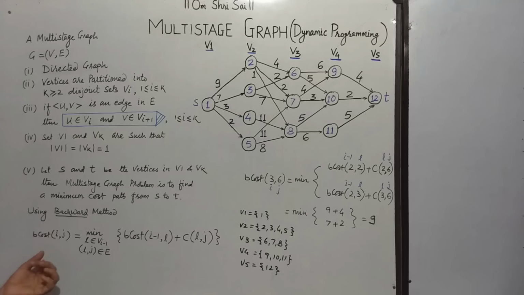The general formula is B cost of (i, j) will be, we have to find the minimum value, l belongs to V(i minus 1). यदि हमारे पास थर्ड स्टेज के लिए बात कर रहे हैं, if i is equal to 3, then the vertices from where we have to calculate the distance or comparison must be of the previous stage, that is V(i minus 1). यहाँ पर एक एग्जाम्पल के थ्रू हम इसको समझेंगे. उसके पहले फॉर्मूला है: B cost of (i minus 1, l) plus c of (l, j). अब इसका मतलब क्या है वो मैं आपको यहाँ पर एक्सप्लेन करने की कोशिश करता हूँ.